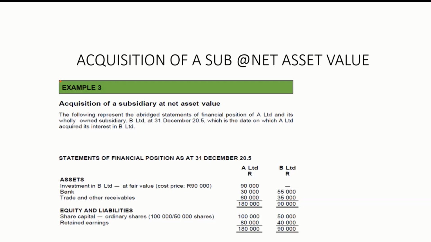Good, and we are supposed to prepare the consolidated financial statement. So what do we do? What's the first step? As usual, to prepare consolidated statements, we combine. So bank is going to give me 85,000. Trade and other receivables is going to give me 95,000. Retained earnings is going to give me 120,000. Share capital, I have to eliminate it. Investment in B Limited, I have to eliminate it. Good. So let's see what happened.